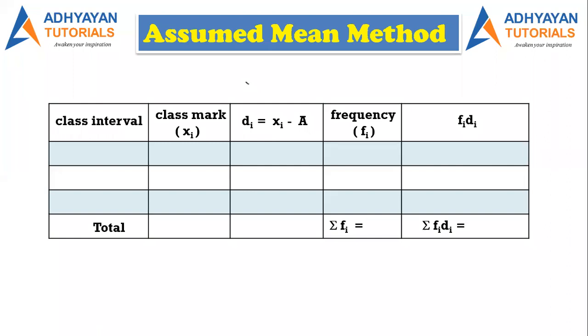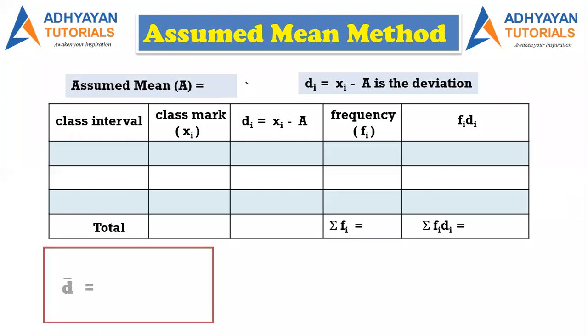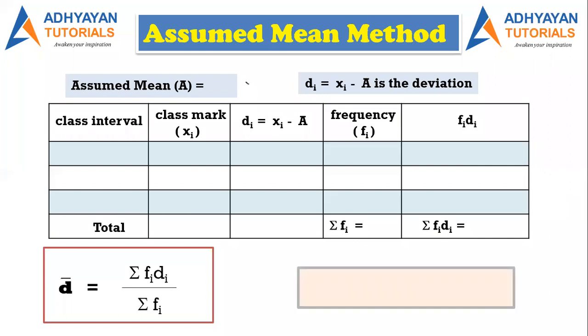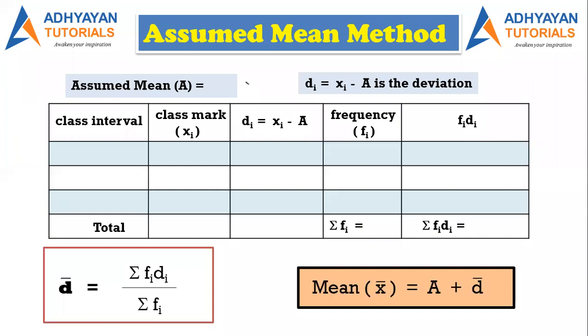What is the formula for D bar? Sigma FIDI upon sigma FI. What is the formula for X bar? A plus D bar. Okay, I think he was perfect. Thank you so much. Huge round of applause for you all as well. Can you mute yourself? Yes, sir. Okay. Thank you, Daksh. So that's wonderful participation from you all, students.